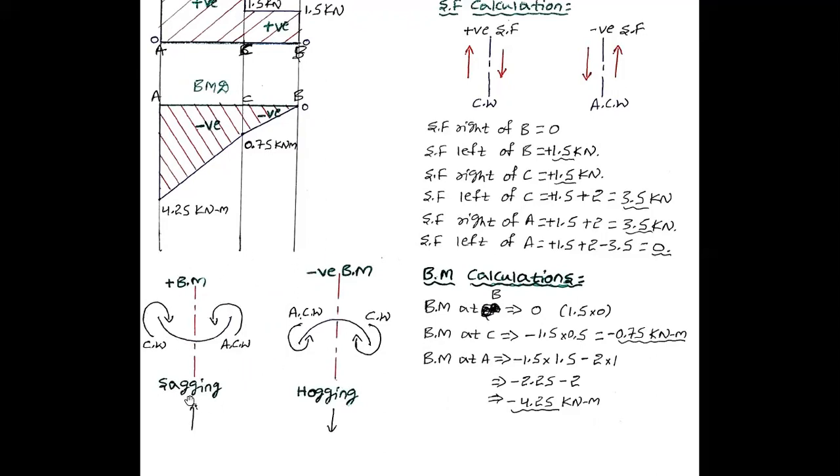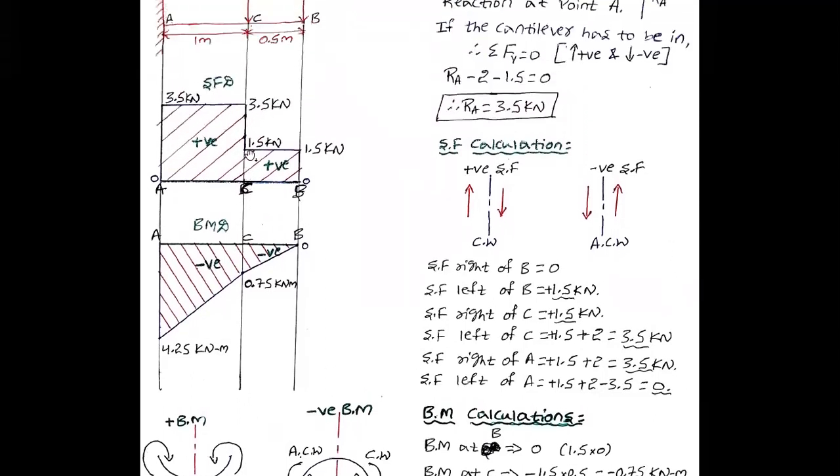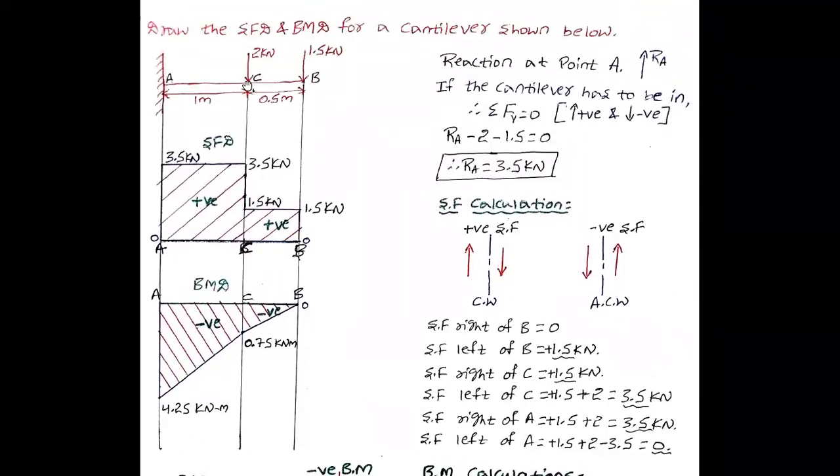But if you want to solve the problem in less time, use this layman method. If the vertical force is acting upward, take it as positive bending moment. If it is acting downward, take it as negative. Here you can see the bending moment at point C. At point C, I'm going to find the bending moment.